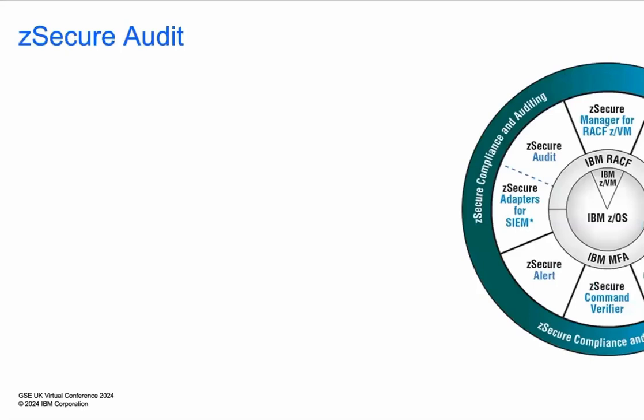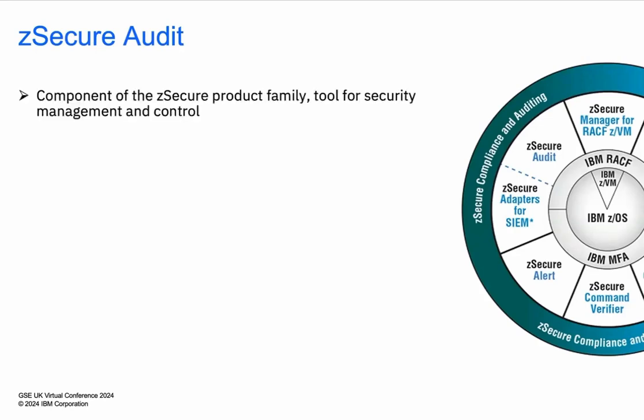Okay. First topic is zSecure Audit. For those in the audience that are familiar with zSecure, you have probably seen that diagram before. This is the entire zSecure product family. As you can see, there are different aspects. zSecure Audit is one component of the zSecure product family, and it is a tool for security management and control, for compliance, for auditing and reporting. You can see it here. I don't know if you see my mouse, but this is the part that we're going to talk about.